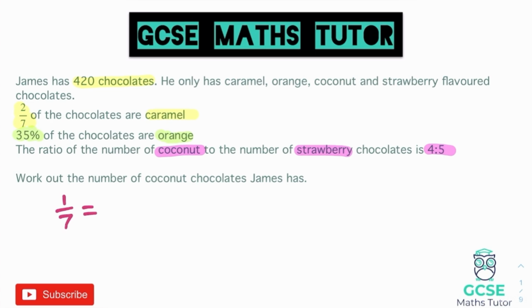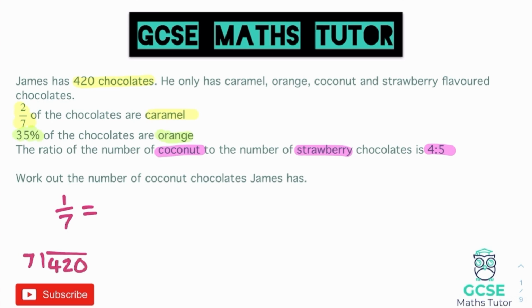And to get 1/7, we're going to divide 420 by 7. So obviously if you have a calculator, this sort of question is relatively simple in terms of the calculations, but if you don't, you're just going to have to do a little bit of bus stop method to the side and working out 7 into 420.